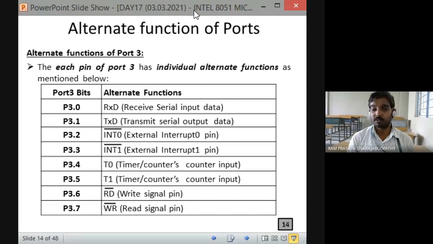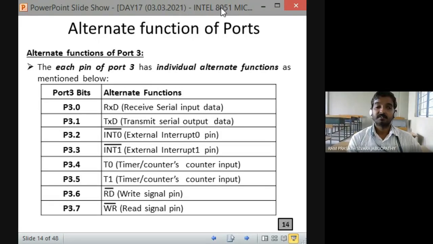Out of the 4 ports, which port doesn't have any alternate function? Can you people type it in the chat? In Intel 8051 microcontroller: port 0, port 1, port 2, port 3. Out of the 4 ports, yes, very good. Port 1 doesn't have any alternate function in Intel 8051 microcontroller. Fine? Okay. Shall we proceed?